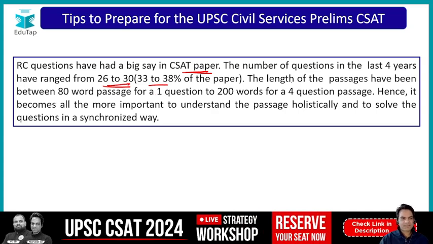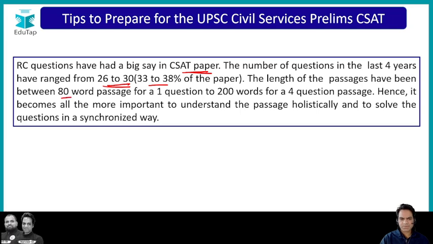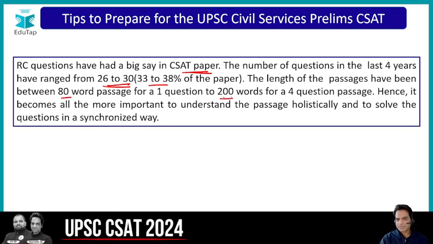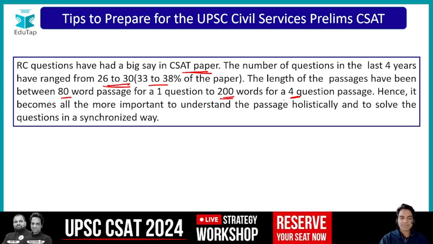The length of the passages has been between 80 words for one passage, then somewhere around 200 words for 4 questions. That means level 3 passages. Hence it becomes all the more important to understand the passage holistically and to solve the questions in a synchronized way. Now, how to do that?